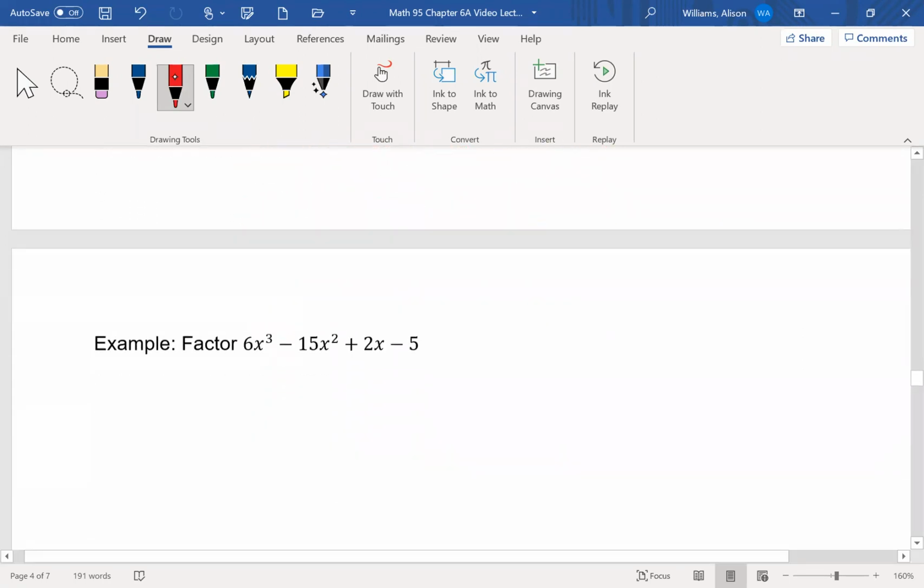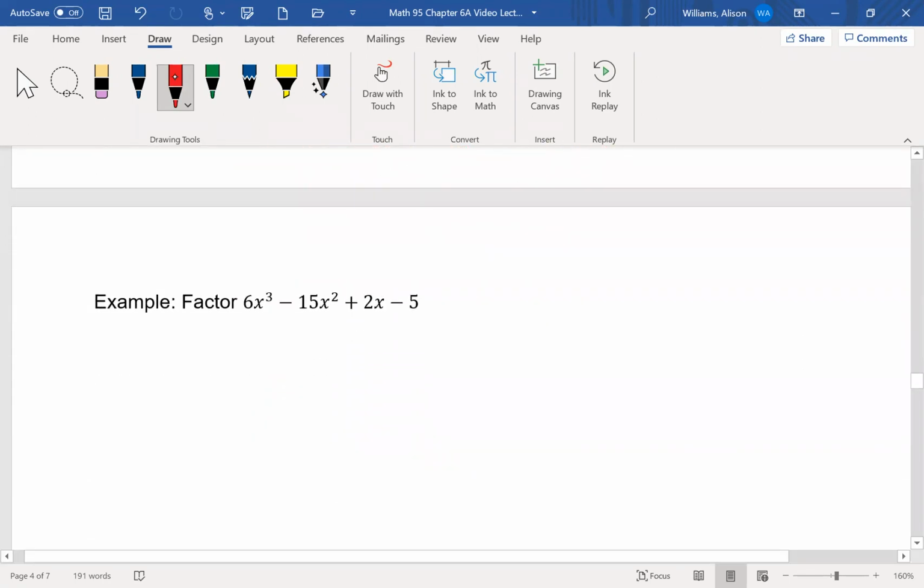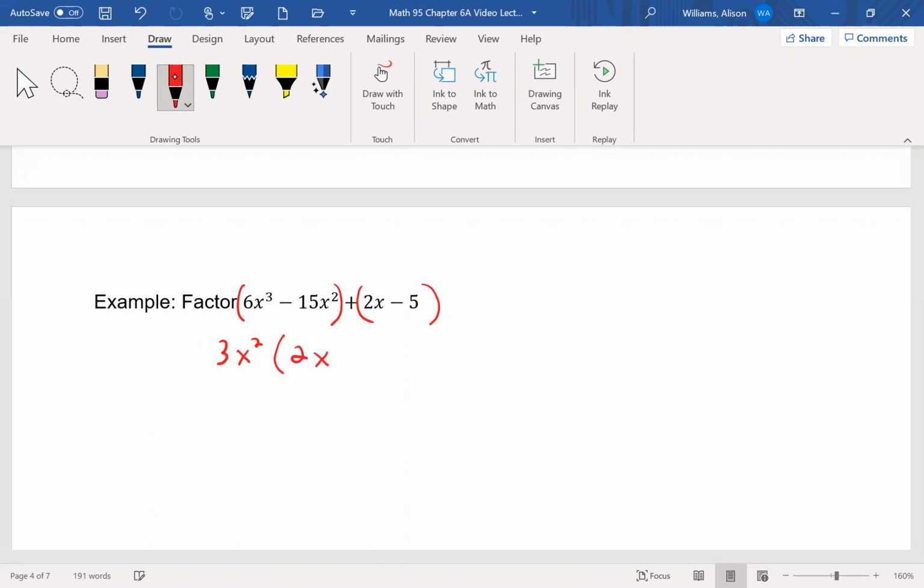All right, let's try another one. So let's factor this. From this first group, I could factor out a 3 and an x squared. And that's going to leave me with 2x, and then minus 5, no x's.